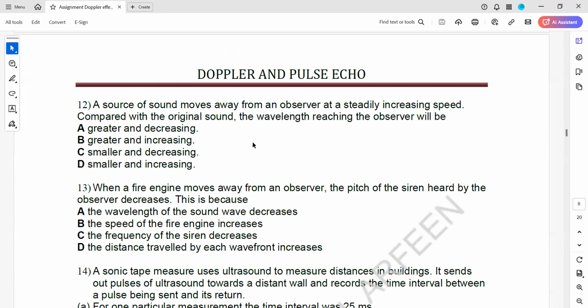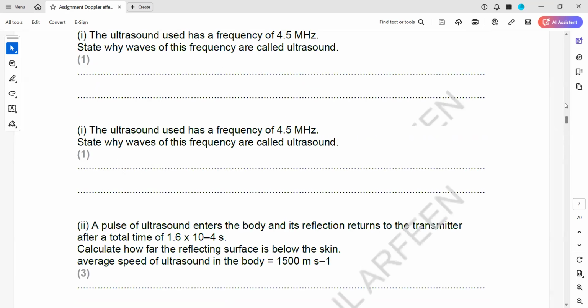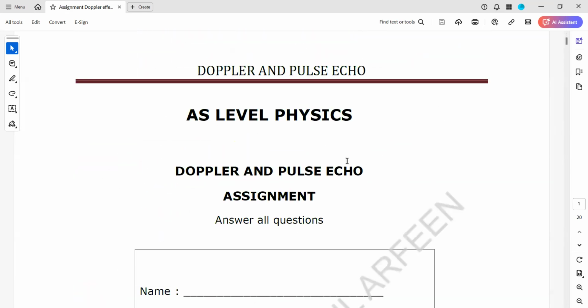So this was about the Doppler effect and the pulse echo. Tomorrow we will do diffraction and standing waves.